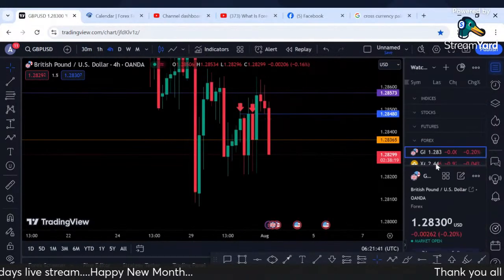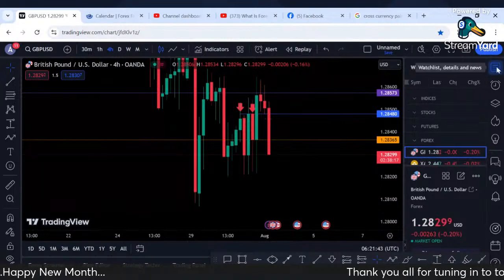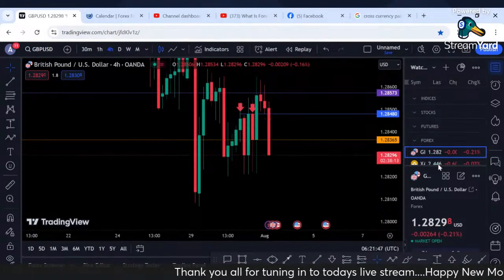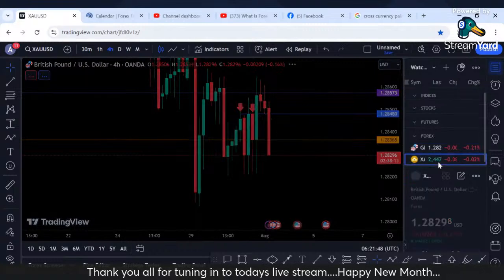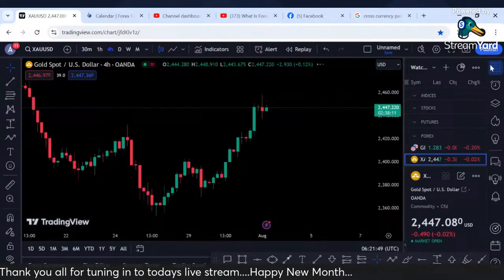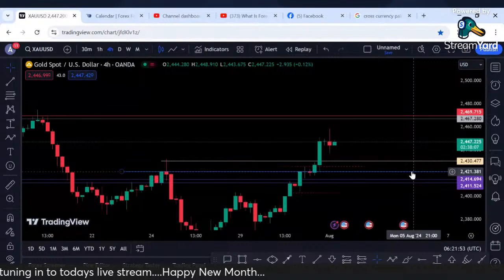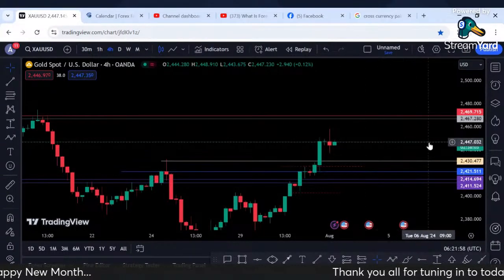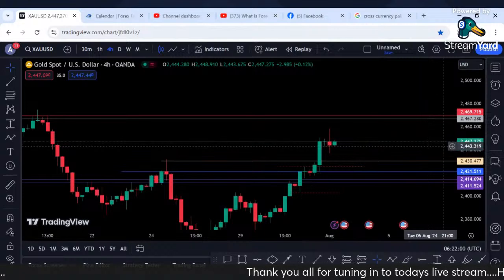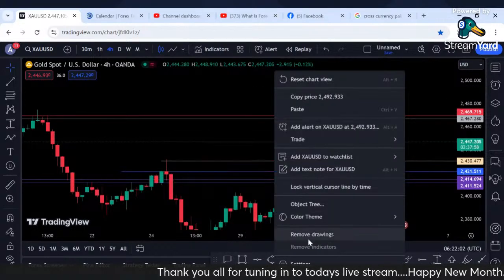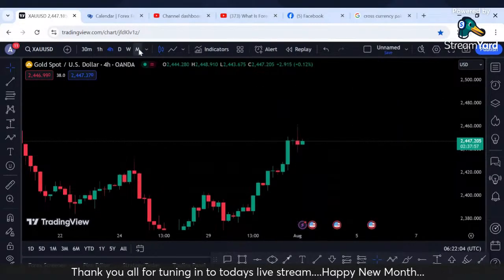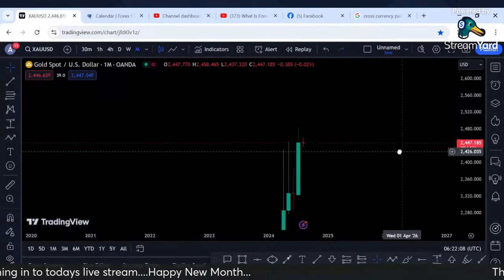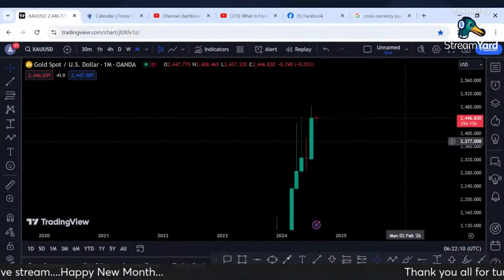Analyzing the market is very simple. So let's move to gold since you have missed the GU sell. Let's move to gold and see what gold will be doing. So when you move to gold, let's see. Gold is in an all-time high.